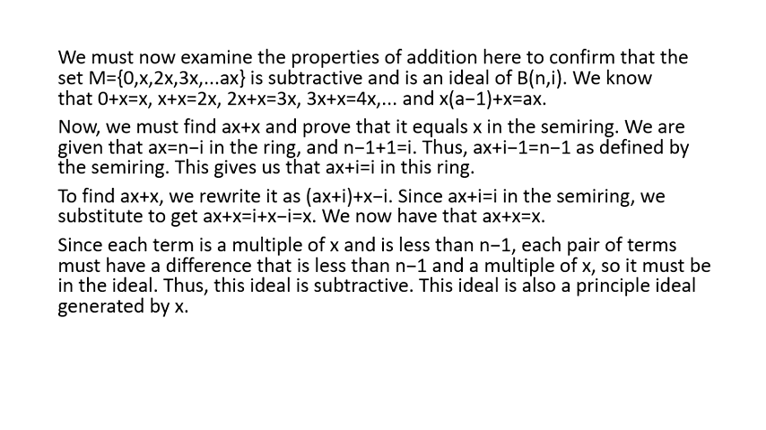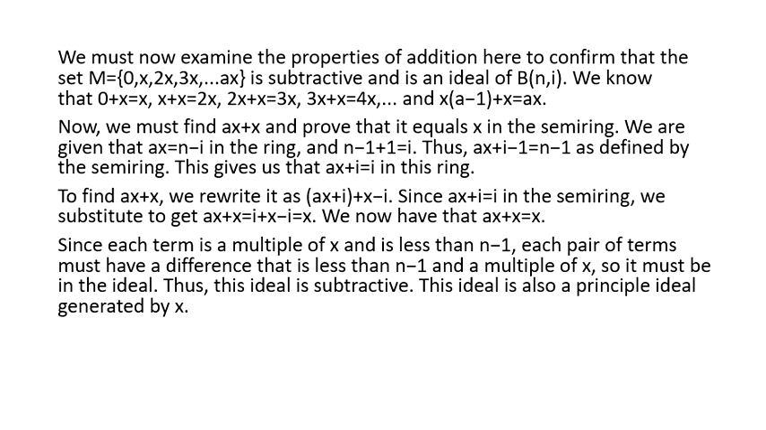Now we will look at the properties of addition to confirm that this set is subtractive and is an ideal. 0 plus x equals x, x plus x equals 2x, 2x plus x equals 3x, 3x plus x equals 4x, and so on up to (a minus 1)x plus x equals ax. Now we must find ax plus x and prove that it equals x in the semiring.